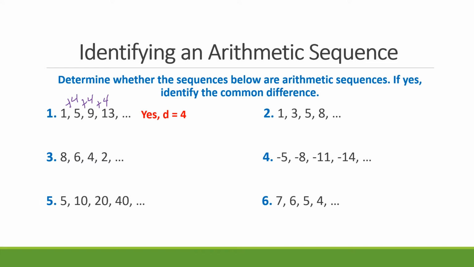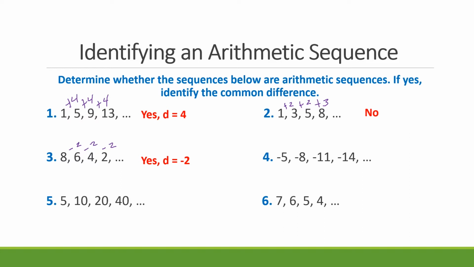because we're adding 4. Looking at number 2, 1 to 3 we're adding 2, 3 to 5 we're adding 2, but 5 to 8 we're adding 3. So we're not adding the same number, and so this would not be an arithmetic sequence. Let's take a look at number 3. From 8 to 6 we're subtracting 2, 6 to 4 minus 2, 4 to 2 we're subtracting 2. So subtracting the same number. So yes, that would be an arithmetic sequence, and our common difference is -2 because we're subtracting 2.